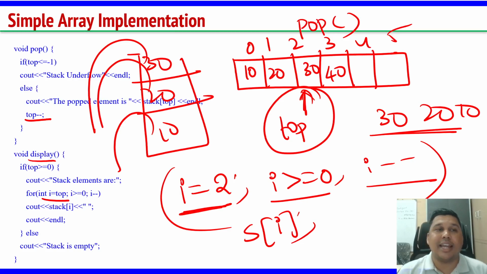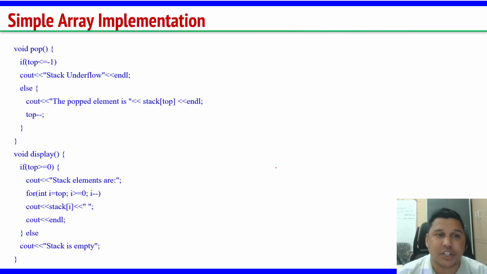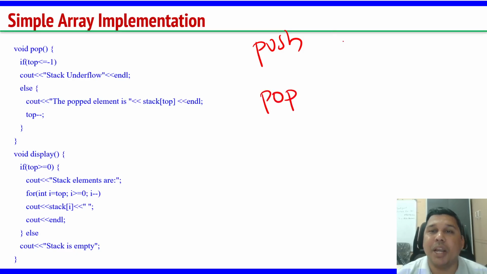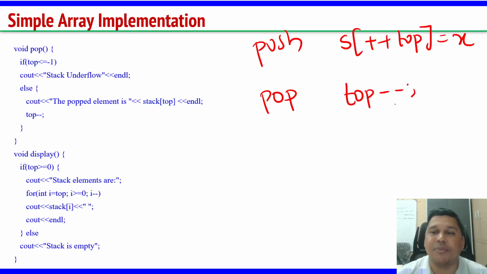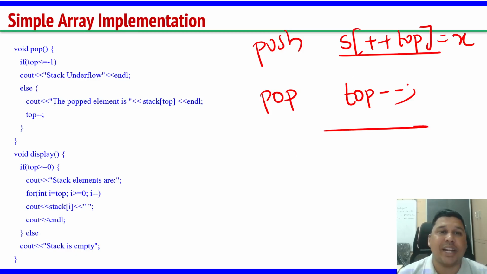So this is the array implementation of the stack data structure. We need to focus more on only two operations. One is push, the other is pop. The logic is simple: for push, stack of plus plus top is equal to the new value which you are inserting, and in pop, you have to just make top minus minus. That's it. This will insert the element, and this will not delete, but it will move the top pointer from one position to the previous position. This is about the array implementation of stacks.